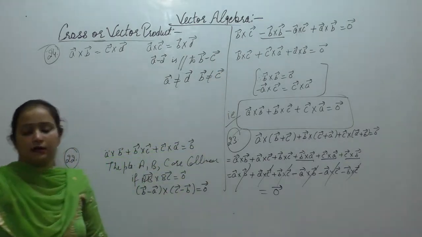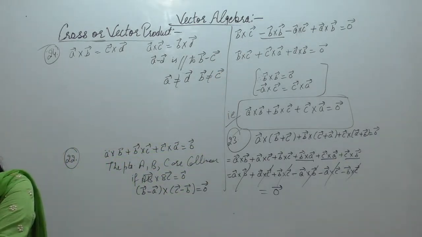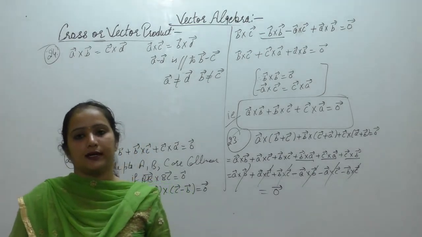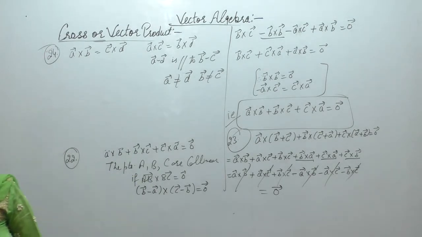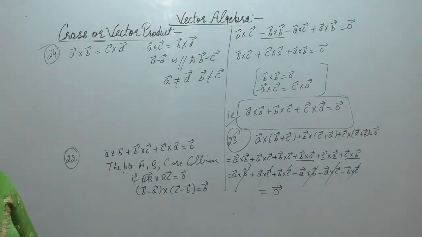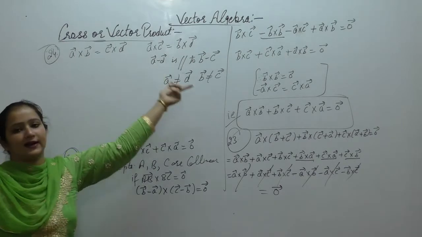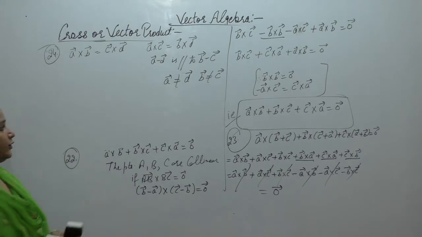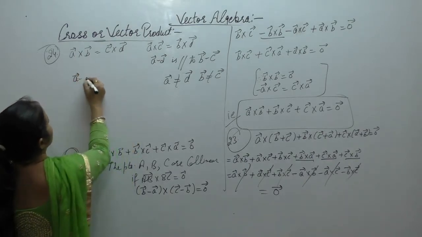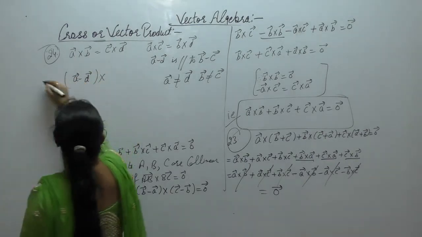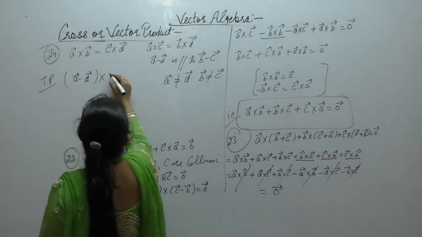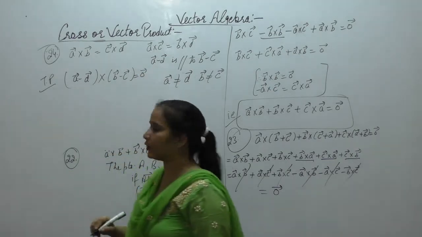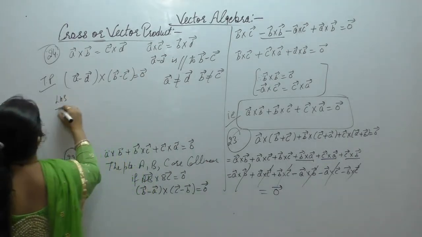We know that if there are two non-zero vectors, then they are parallel if and only if their cross product is 0 vector. Therefore, to prove that A minus D vector is parallel to B minus C vector, it is sufficient to show that their cross product is 0. So we have to prove A vector minus D vector cross product with B vector minus C vector is 0 vector.